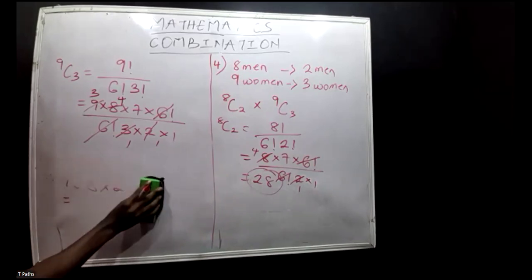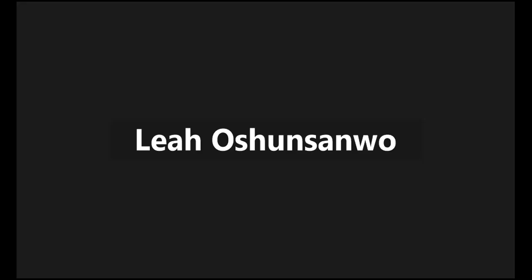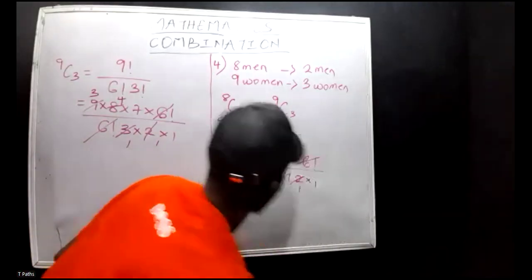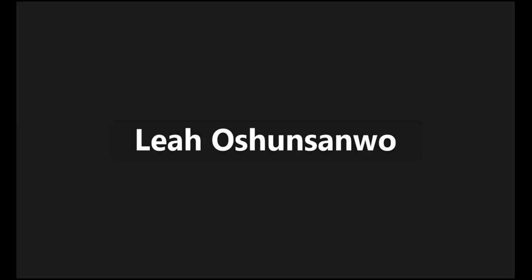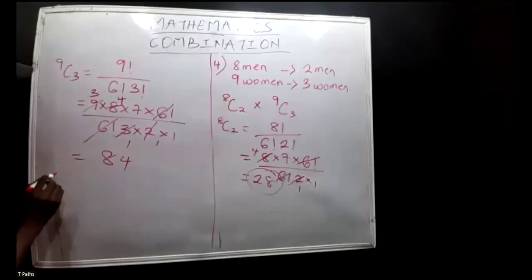Are we good now, guys? Yes, sir. All right, so what's 3 times 4 times 7? 84. All right, so we have 84 here. So 84 multiplied by 28.